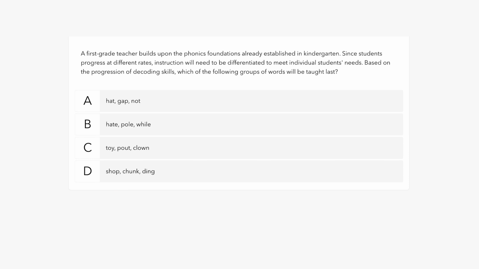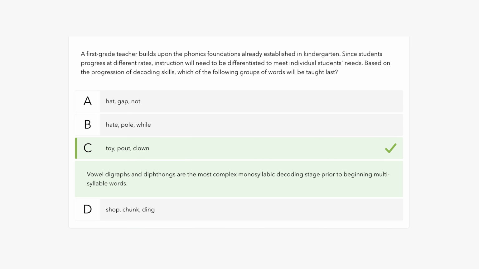Whichever one is the most complex or difficult should be taught last. Let's see. Toy, pout, clown. Those have vowel digraphs and diphthongs. Shop, chunk, ding, consonant blends and digraphs. Hat, gap, knot are CBC words, simple to decode. Hate, pull, while. Those have silent E. This one is definitely going to be taught last. Vowel digraphs and diphthongs are the most complex monosyllabic decoding stage prior to beginning multi-syllable words.